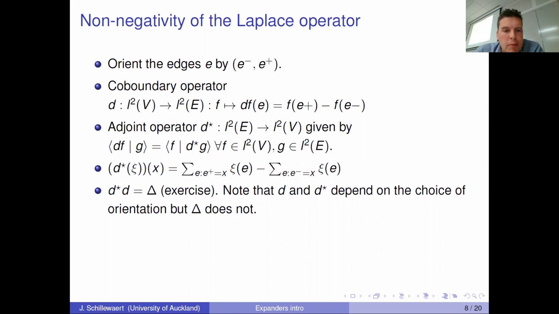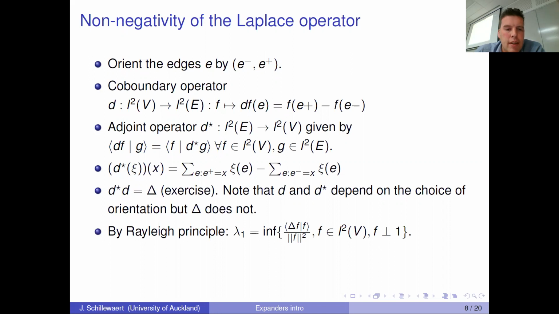And what is beautiful is that I told you at the beginning of the slide that we're going to orient the edges. And so this d and also this adjoint operator will depend on this choice of orientation. But the combination d star d does not. That's quite interesting. And from this, we can, of course, obtain the non-negativity of the Laplace operator.